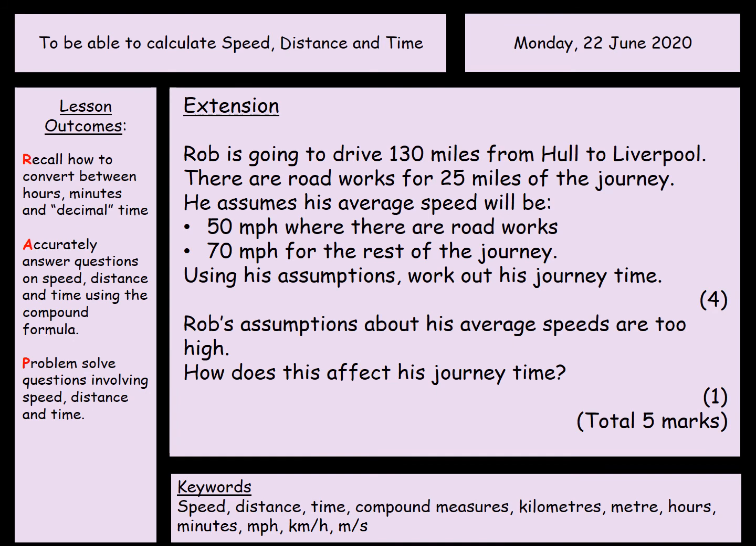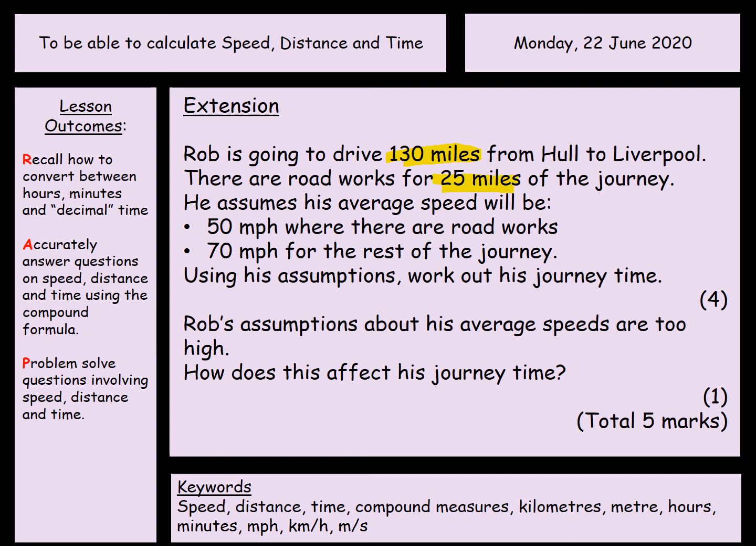Okay, final one for you to try then. We've got an extension here. This is a typical exam question. Let's go through it and you can have a go. So using our highlighter, let's highlight all the key bits of information. So we've got 130 miles in total. Roadworks for 25 miles of the journey.